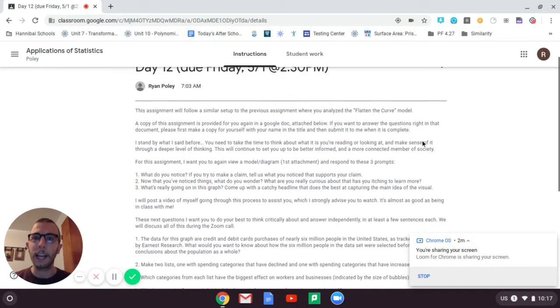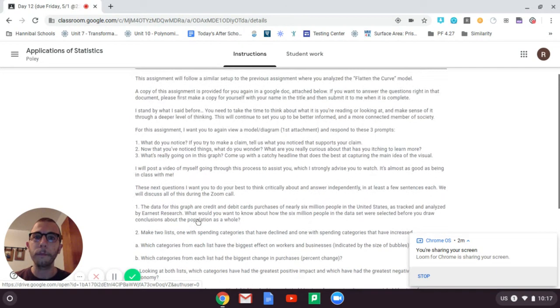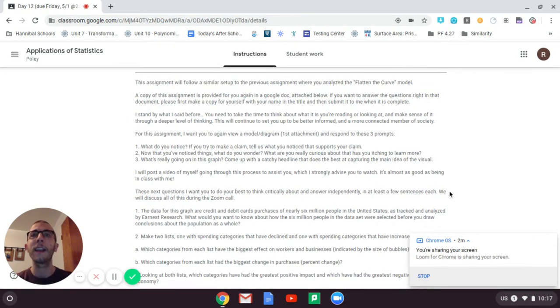Okay? And again, I want you to view a model or a diagram, which is down here in the first attachment. I want you to view that model and respond to these 3 prompts again. What do you notice? Just looking at it, what can you tell me? What do you see? If you make a claim, make sure you can support that claim with some evidence. Now that you've noticed things, what do you wonder? Okay, what are you really curious about that has you itching to learn more?